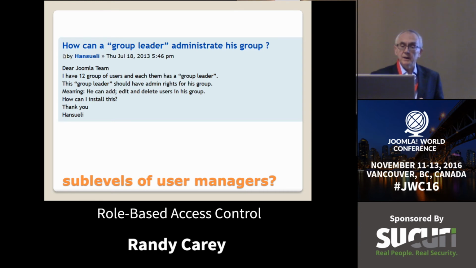Here's another posting in the forum I saw recently. I have 12 groups of users. Each of them has a group leader. This group leader should have the admin rights for the group, meaning he can add, edit, and delete users in his group. How can I install this? Well, we don't necessarily have that in Joomla. In Joomla, for user managers, we only have really two levels. At the top level is the super admin, where you can set permissions and set other super admins, and then you have another level just below it that can't create super admins, but can themselves create other users with their privileges or less.